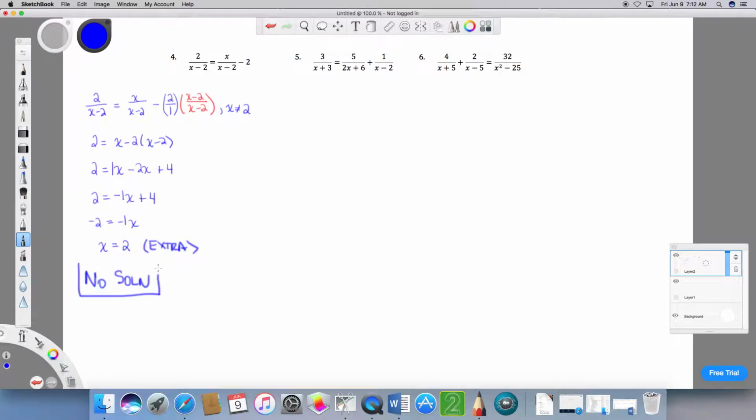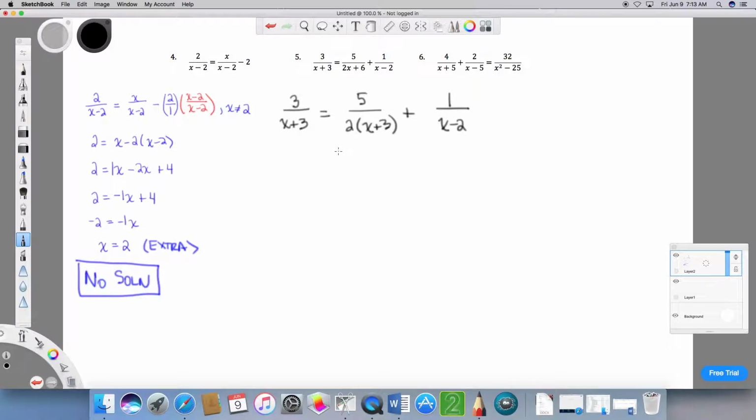All right. So let's come over and take a look then at number 5 and try to approach it in the same way. So let's factor any denominators. Here we have x plus 3. And here with 2x plus 6, we see that 2 is the greatest common factor here. So we have 2 over x plus 3. And then we have 1 over x minus 2.